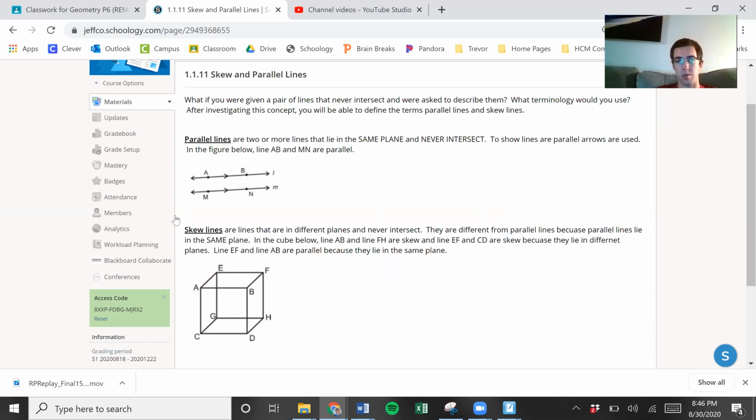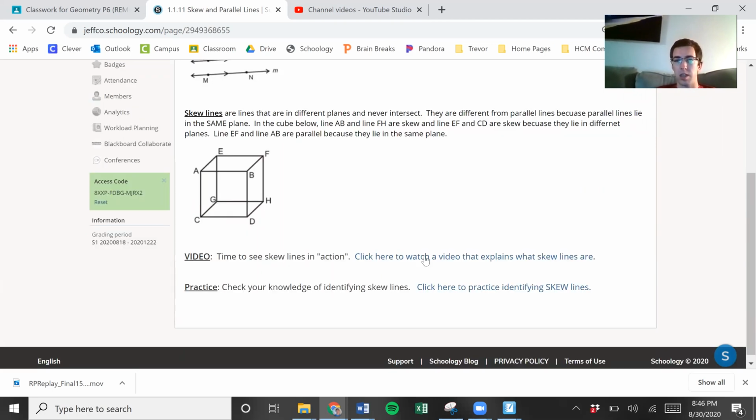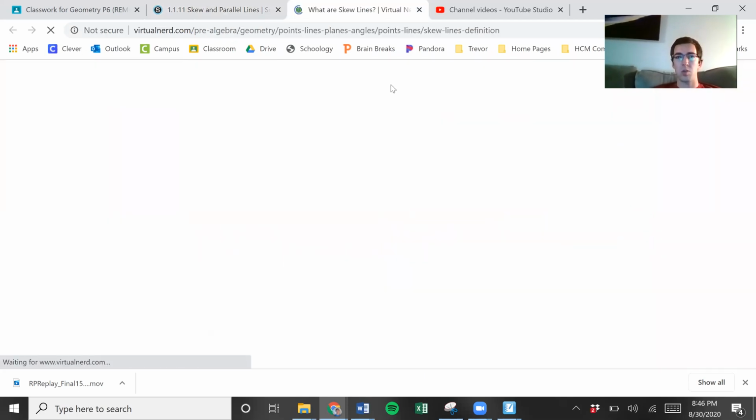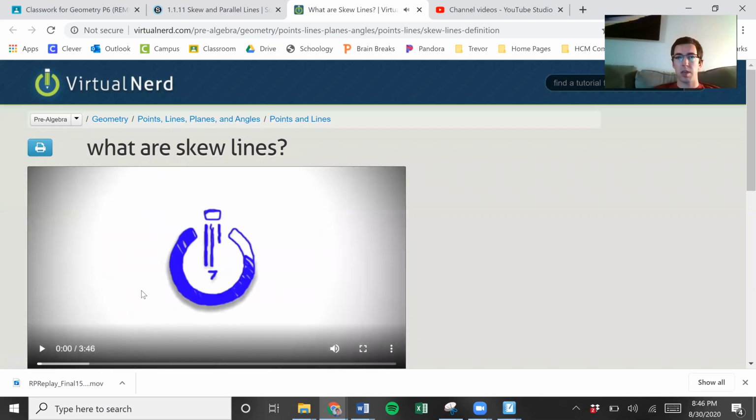So this is just another example. And here's another example of skew lines. I'll let you read that if you would like. You can pause and read it. Now down here, this is a little video that explains a little bit more about skew lines. So hang on just a second. Let me make sure I'm sharing my audio. And let's watch this video.